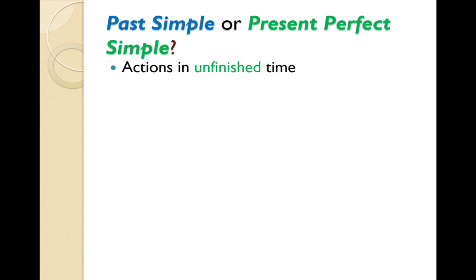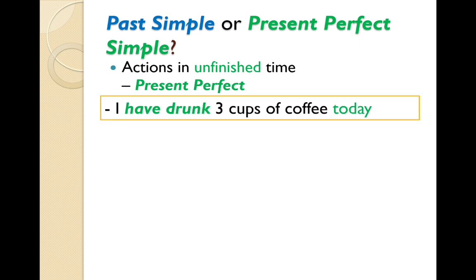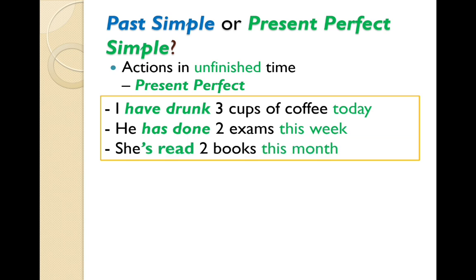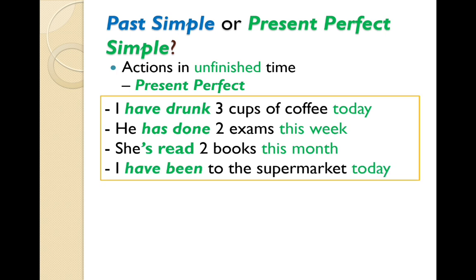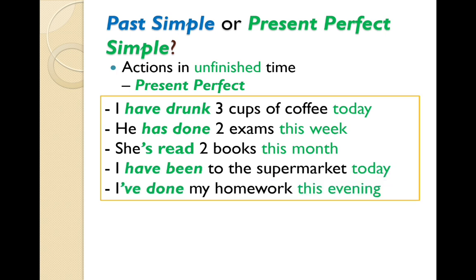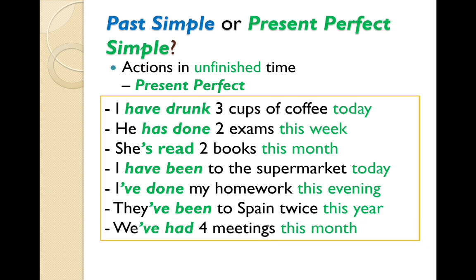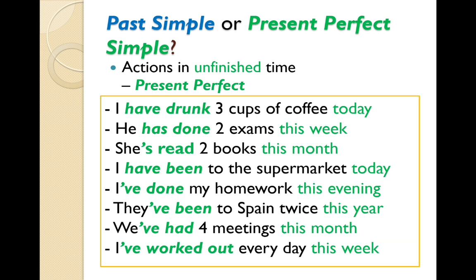Actions in unfinished time, present perfect. I have drunk 3 cups of coffee today. He has done 2 exams this week. She's read 2 books this month. I have been to the supermarket today. I've done my homework this evening. They've been to Spain twice this year. We've had 4 meetings this month. I've worked out every day this week.